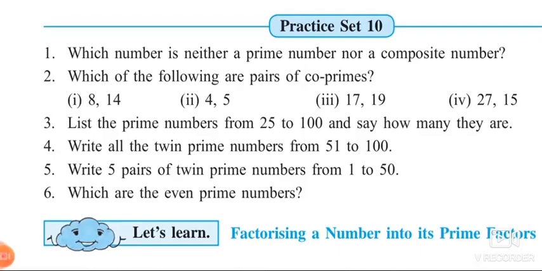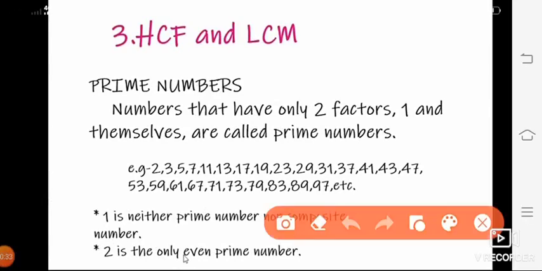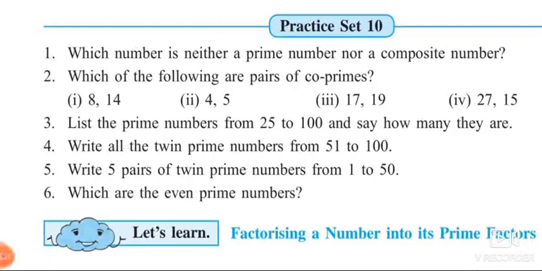Let us now begin with practice set 10. All these questions whatever they have asked in this practice set, we have learnt about in the previous videos. Yes, in detail I have explained about each and every point for you all, isn't it? So, see the first question. Which number is neither a prime nor a composite number? Can you tell me? Yes, see here the answer is given in the notes. 1 is neither prime number nor composite number. So you have to write that same answer. Last second point.